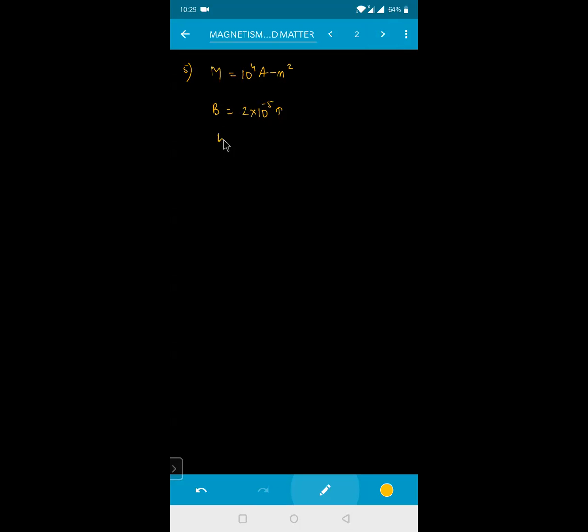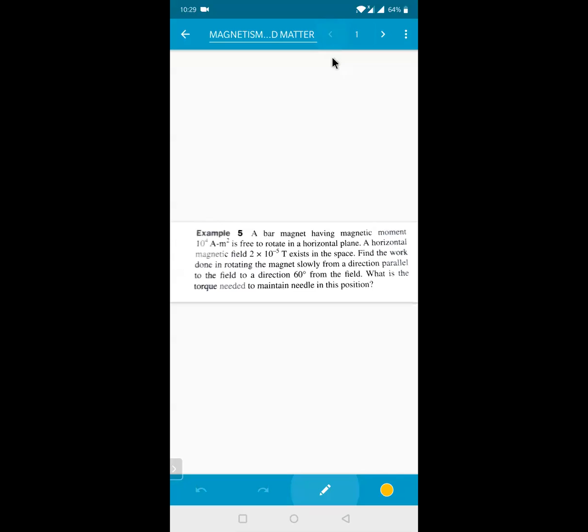We need to calculate the work done in rotating the magnet slowly from the direction parallel to the field. That means if this is a bar magnet, with the south pole here and the north pole here, this is the direction of the magnetic field. The magnetic moment is also from south to north, isn't it? Both of them are parallel, isn't it?